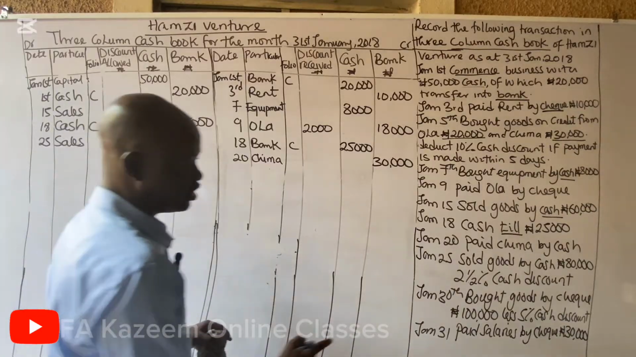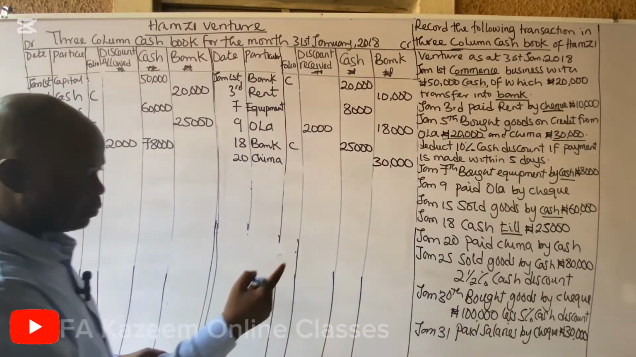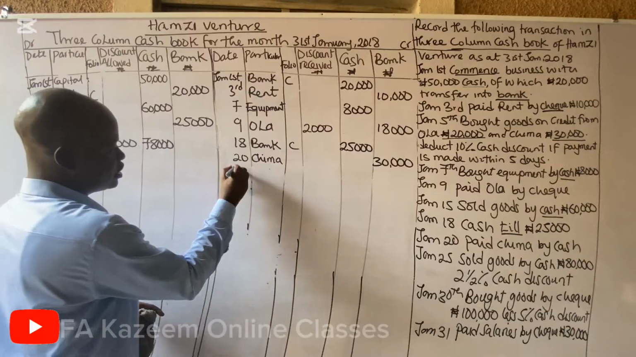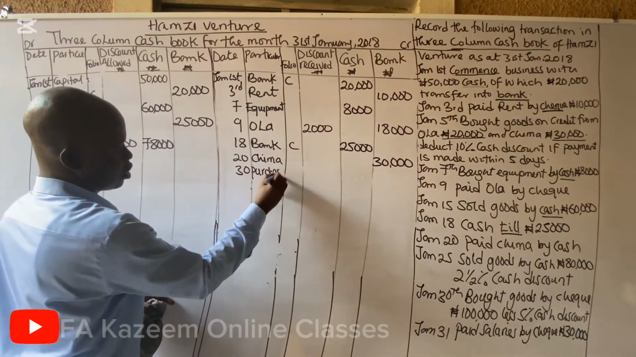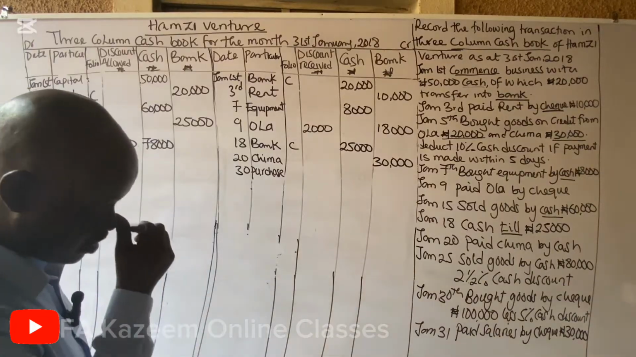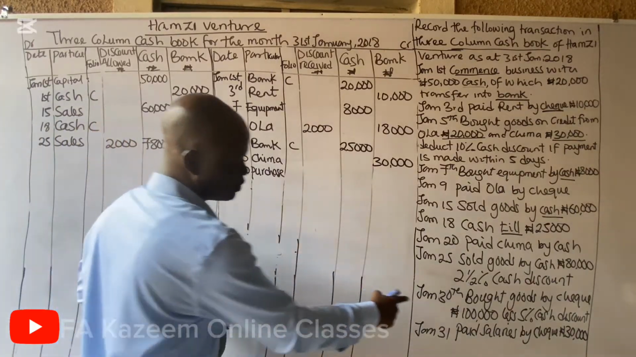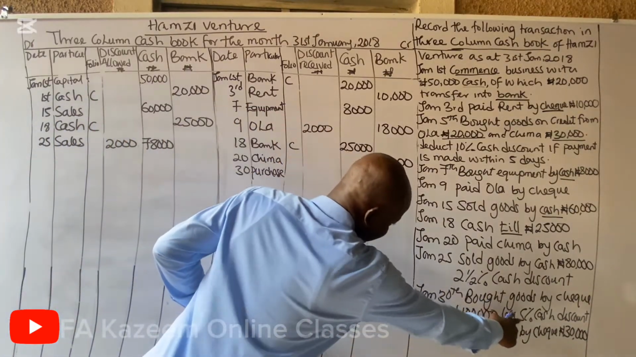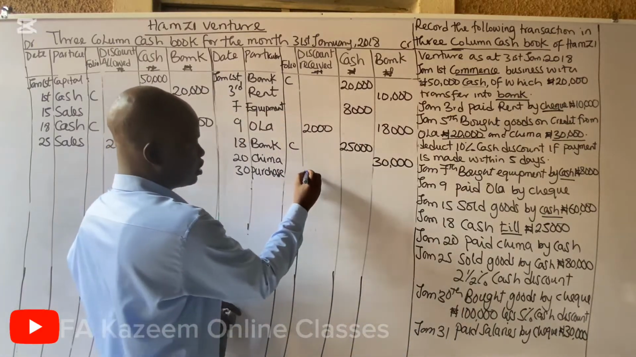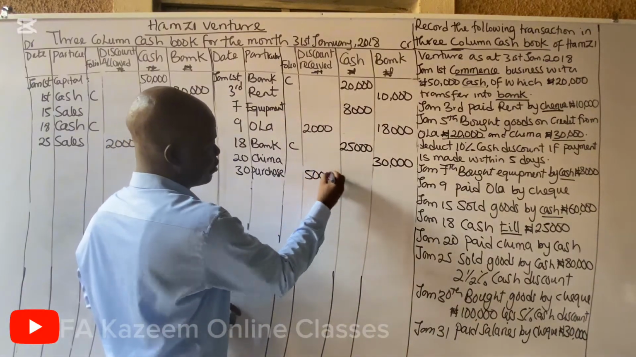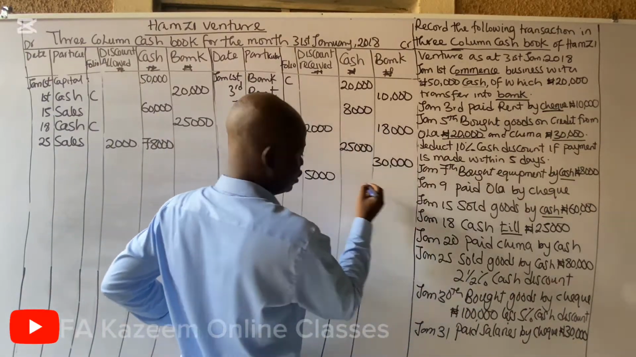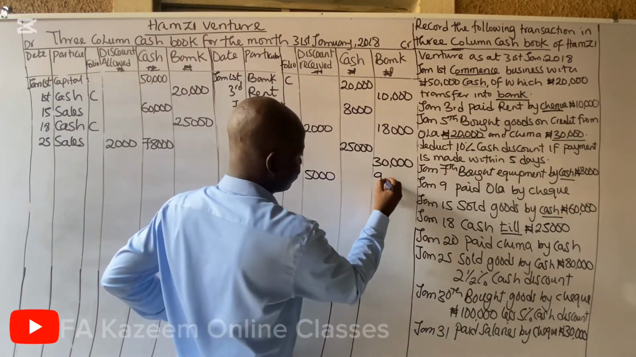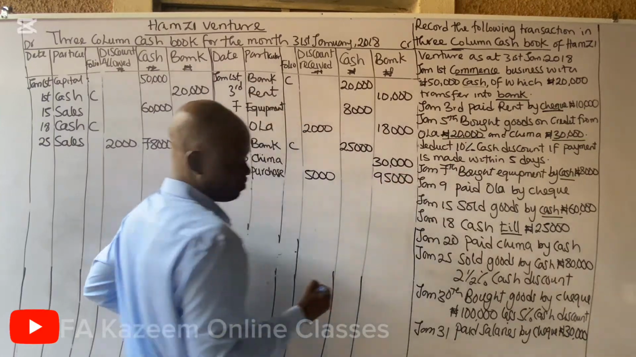The next transaction is bought goods by check. You are making payment for goods on the 30th. Bought goods there means purchases. How much is the goods? 100,000. There's a 5% discount. 5% of 100,000 is 5,000 naira. 100,000 minus 5,000 by check, you have a sum of 95,000.